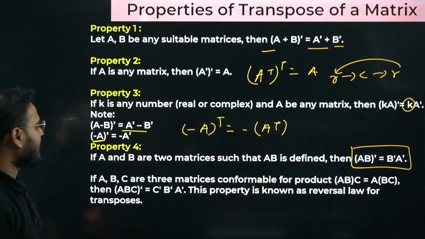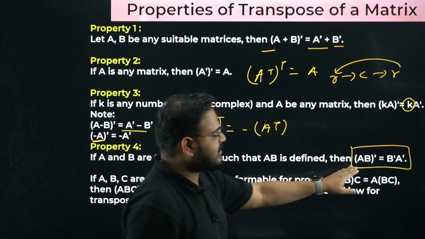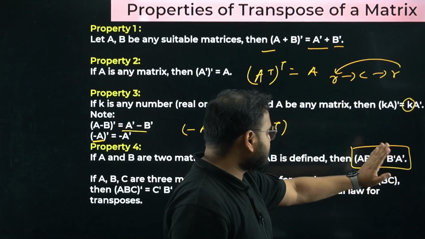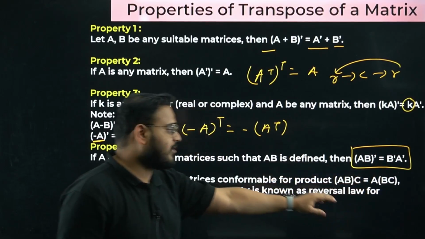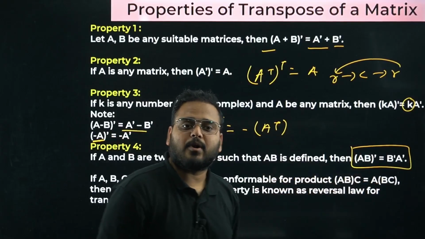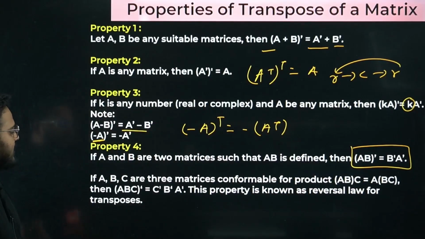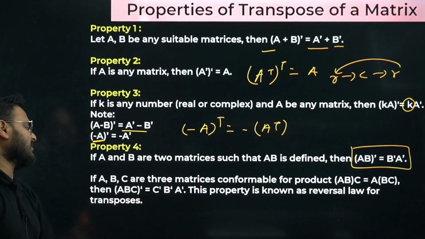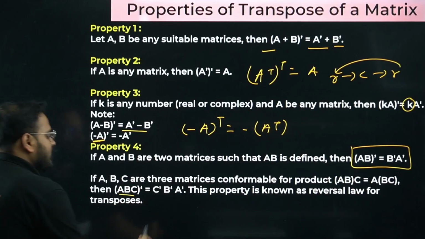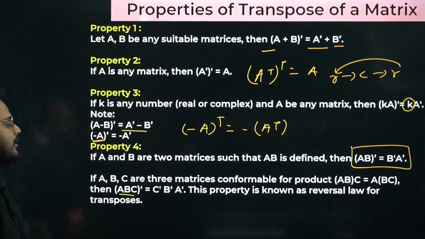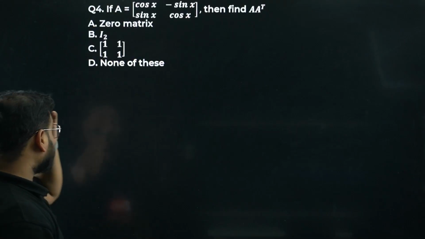Property 4 I already explained to you. If AB multiplication is there, it will become reverse. This is the most important part. We keep using this in the questions. Very, very important. Please check. So ABC transpose becomes C transpose, B transpose, A transpose. We have A, B, C in this order, so C will come first, B will come next, and A will come last. Now, question number 4 is there.